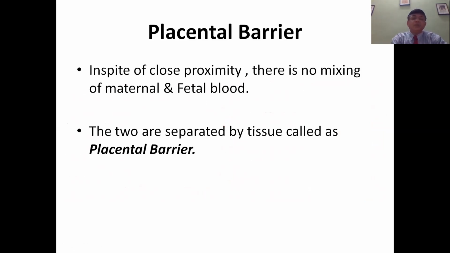So you can take down, in spite of close proximity, there is no mixing of maternal and fetal blood.